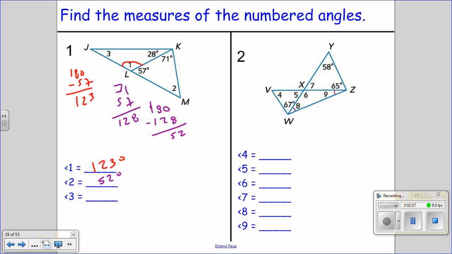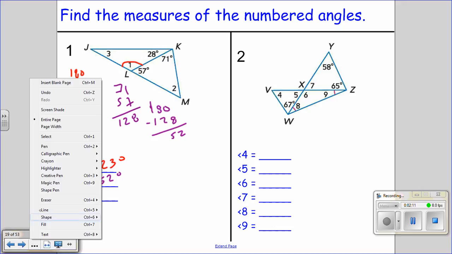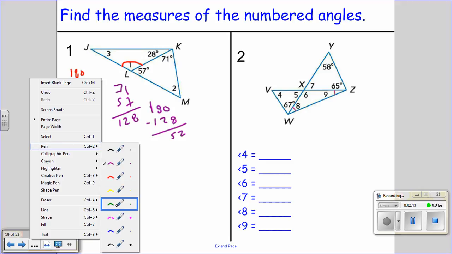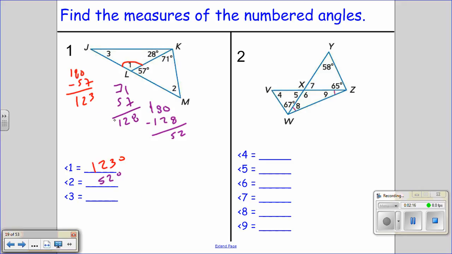And now I need to find angle 3. So to find angle 3, I would take 28 and 123, add them together because they're in the same triangle. Give me 151, and then subtract that from 180, which would give me 29. So 3 is 29 degrees.